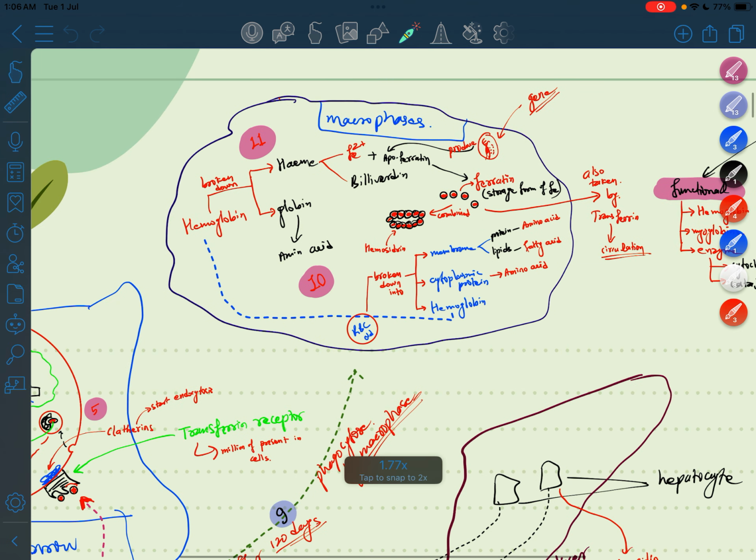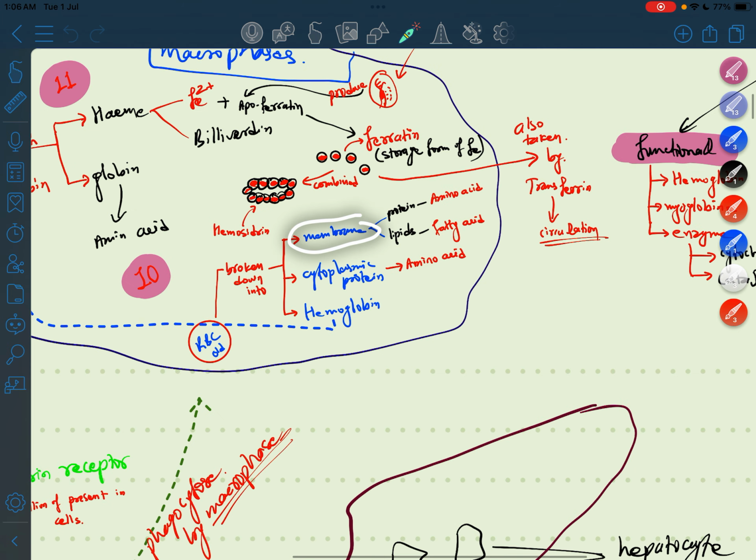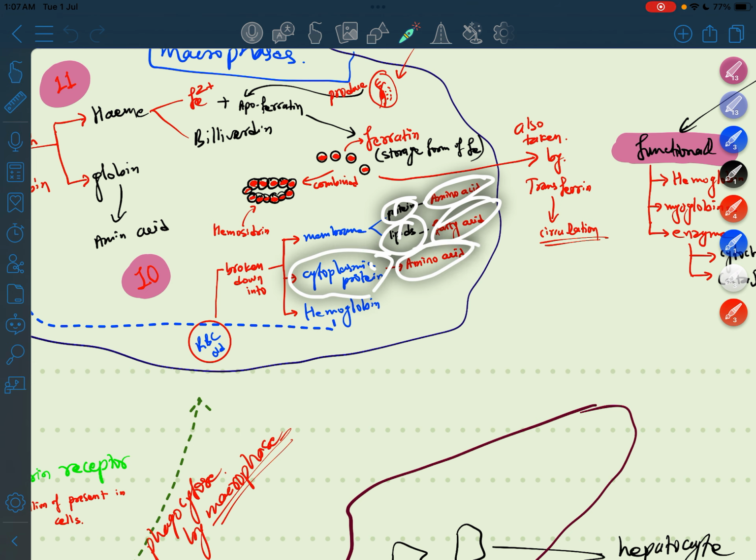This hemoglobin is broken down into heme and globin. Globin is protein, so it is converted into amino acids and goes into further product synthesis. The membrane is also protein and lipid, so membrane protein is converted into amino acids and lipid is converted into fatty acids. The cytoplasmic protein is also a protein, so it is converted into amino acids, the smallest product of the compounds.